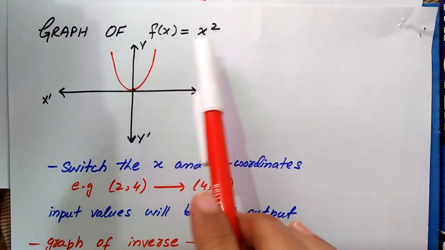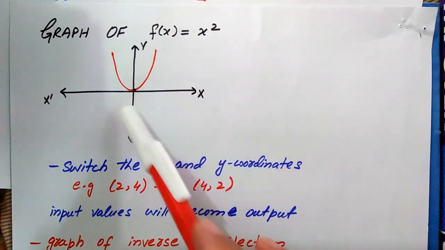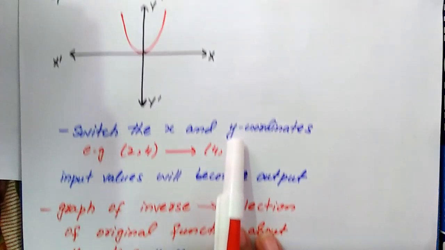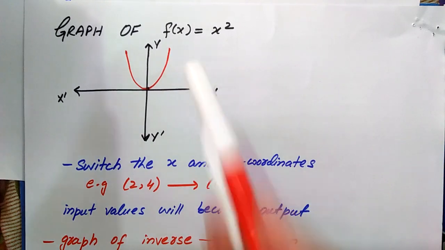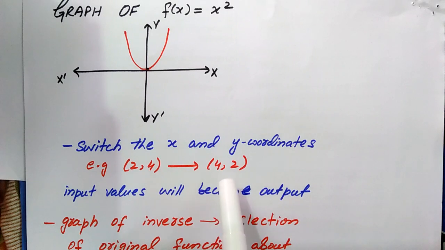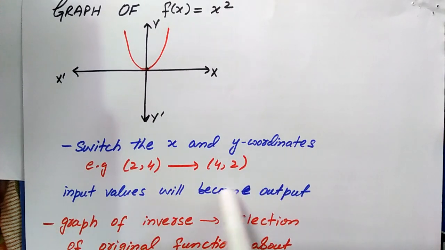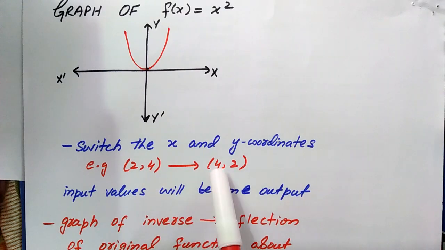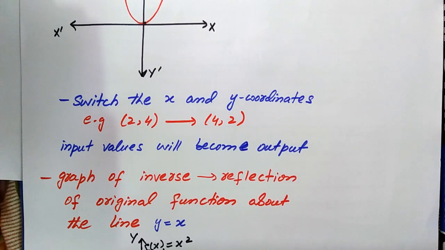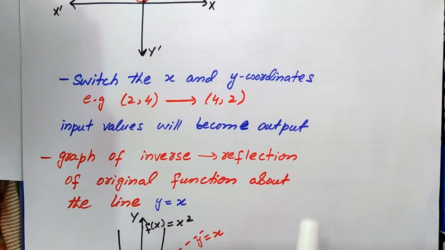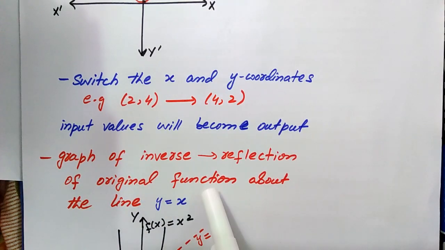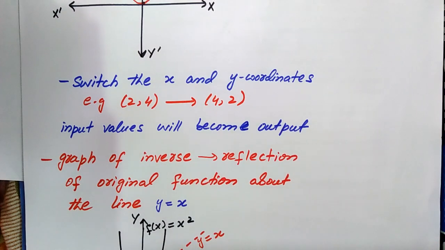Consider the graph of f of x equals x². This graph is parabolic in shape because this equation is in the quadratic equation form. In order to find out its inverse, we will switch the x and y coordinates. For example, the coordinate (2, 4) will be switched to (4, 2). The x coordinate will become the y and the y coordinate will become x. Input values will become the output. Also, the most important thing that we must follow is that the graph of the inverse will be the reflection of the original function about the line y equals x.